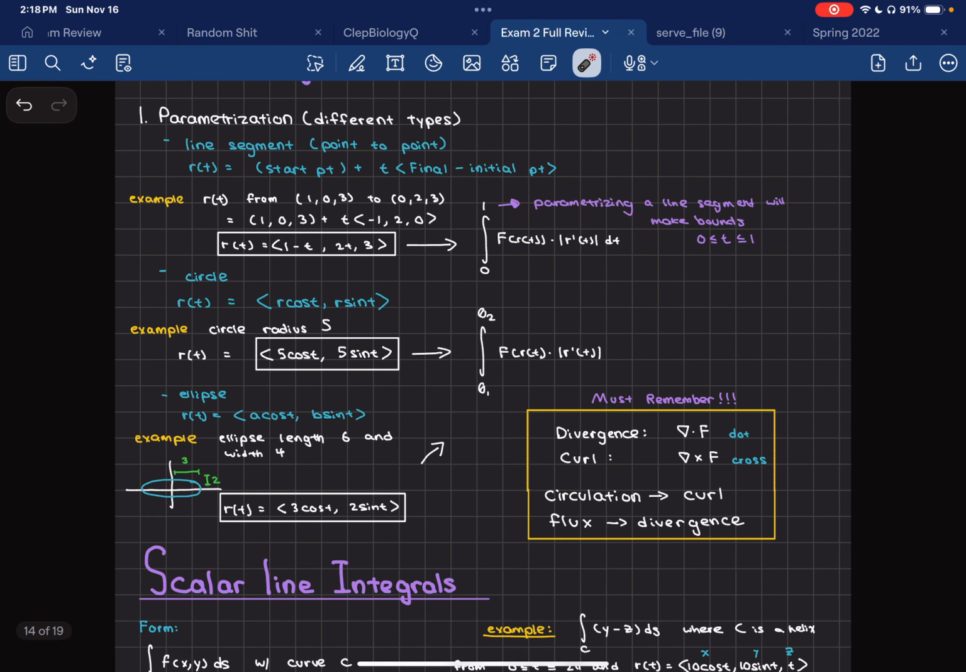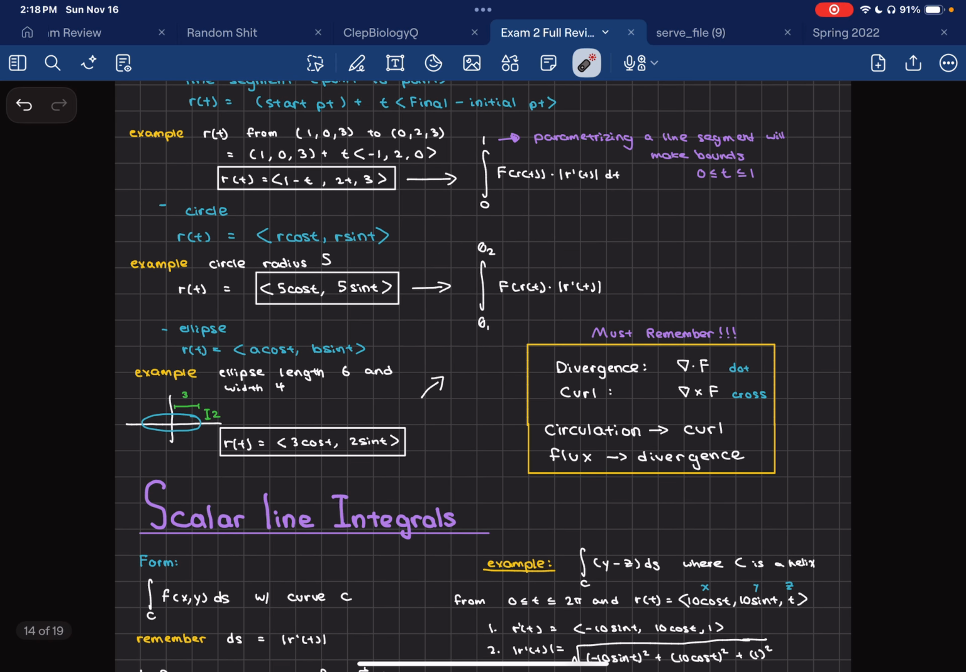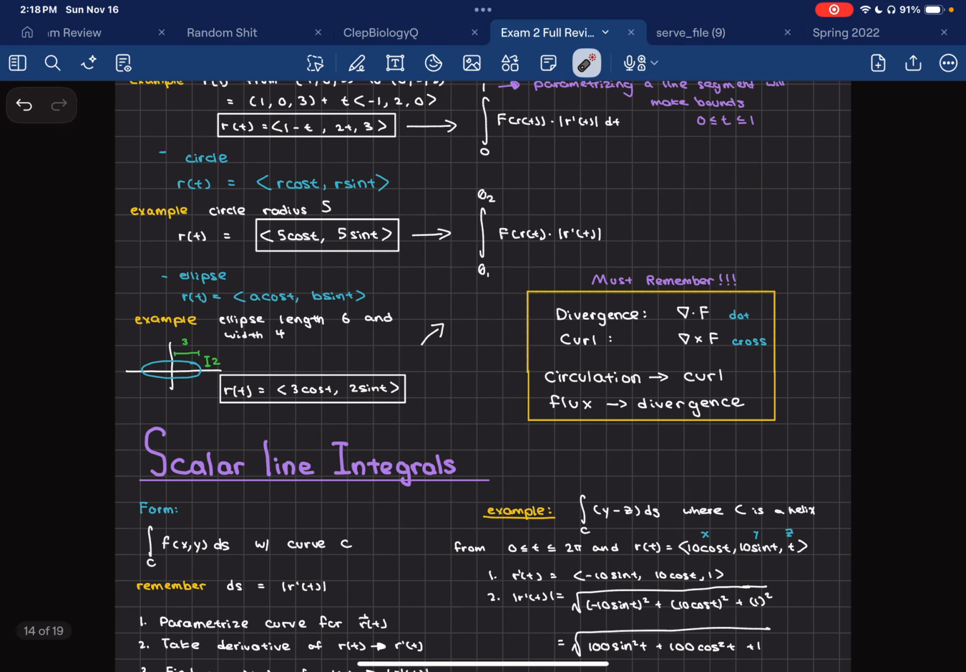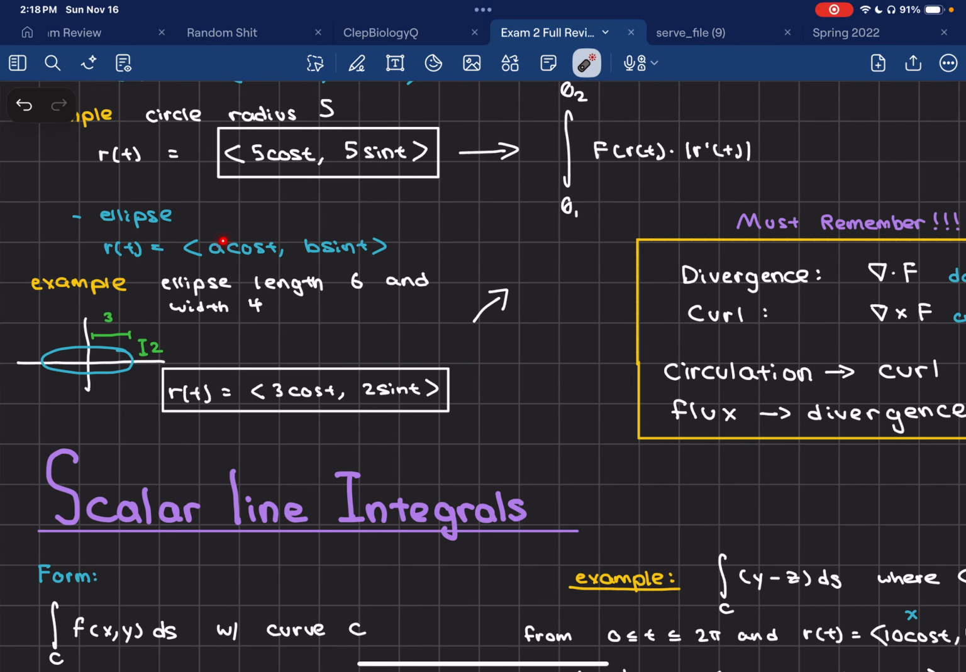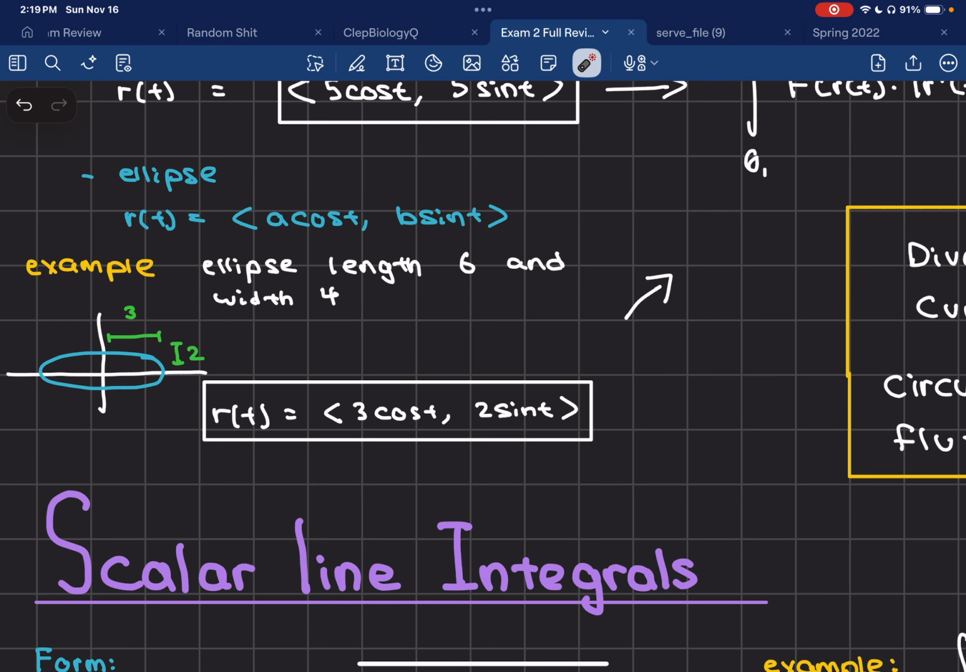Okay? Your circle is always going to be parameterized as r cosine t, comma r sine of t. So for example, that r is your radius, right? If you had a circle of radius 5, now it would be 5 cosine t, 5 sine of t. That's how you would do that. For an ellipse, it's a cosine t, b sine of t. So now that it's an ellipse, which isn't a perfect circle, your 3 would be your a and your 2 is your b.